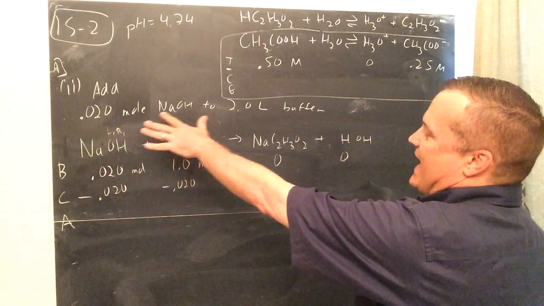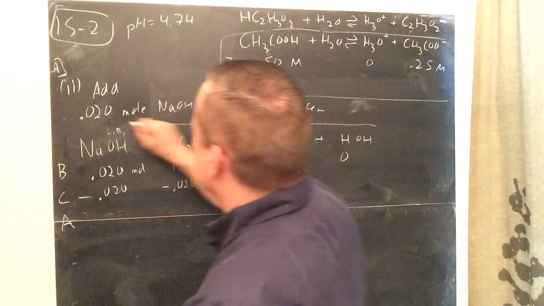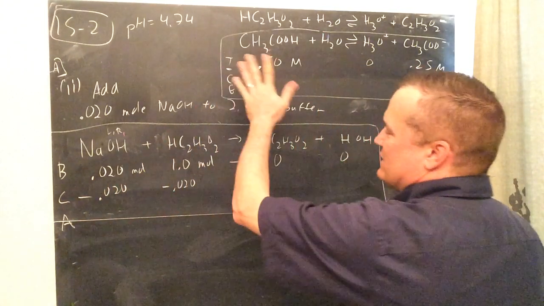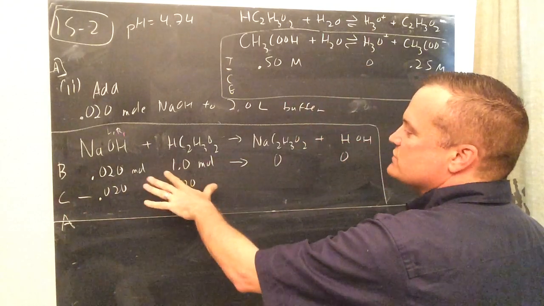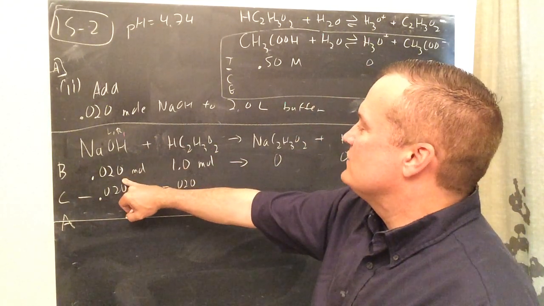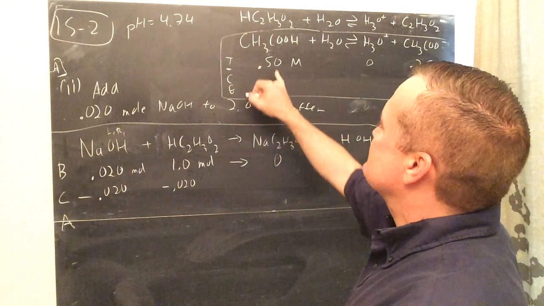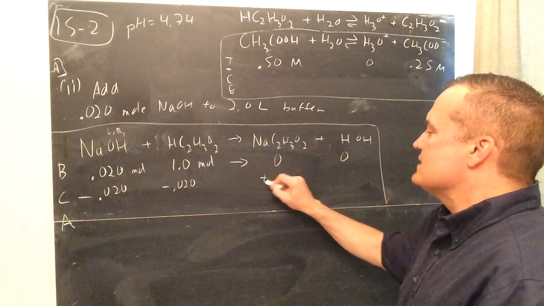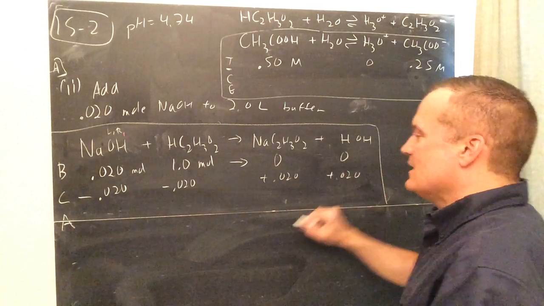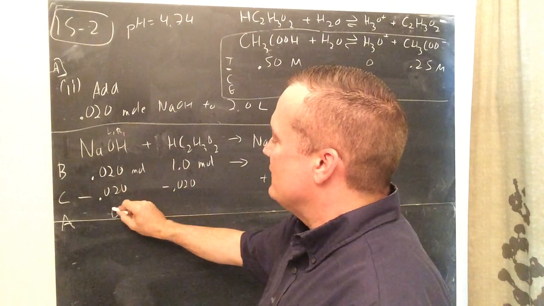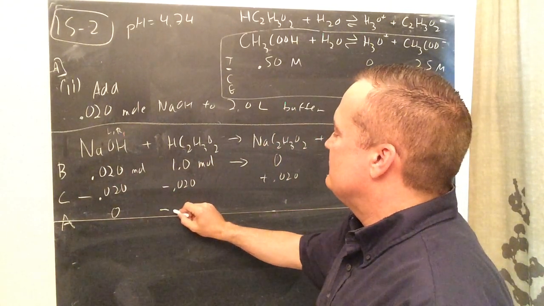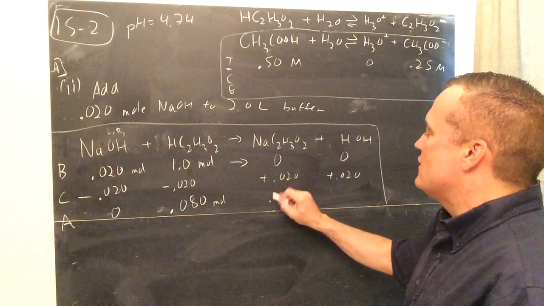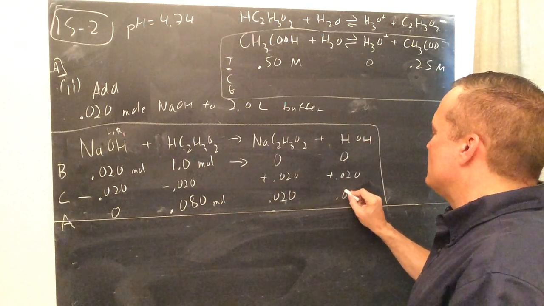So when it says to add the base, we're going to make a stoic box. In the stoic box, you got to write the equation. Then I call it our BCA instead of IC. That way you won't mix it up. Before, change, and after. And only use moles in this. So I put 0.020 moles. Since I had 2 liters of the buffer, that means I have not 0.50, but I've got 1 mole of that in this sample that I used. And now this side will be plus 0.020, and that will be plus 0.020. Next, that minus that is 0. 1 minus 0.020 is negative 0.080 moles. And then this one is 0.020. And then that is also 0.020.